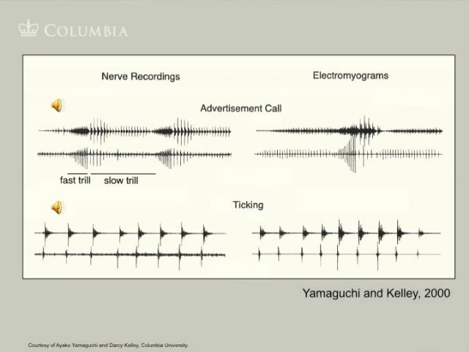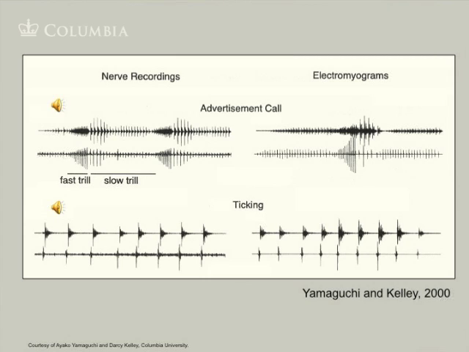So here we're looking at electrical activity in the nerve, down here in a female. So here's the nerve activity, and here's the sound that's produced on the upper trace, nerve activity and sound that's produced. So while this female is ticking, each tick is accompanied by a burst of nerve activity. And the pattern of the nerve activity perfectly matches the pattern that the sound is produced in. And in a more complicated way, we can do the same recording from the male while he's advertisement calling. And you can see that each burst of nerve activity is accompanied by a click.